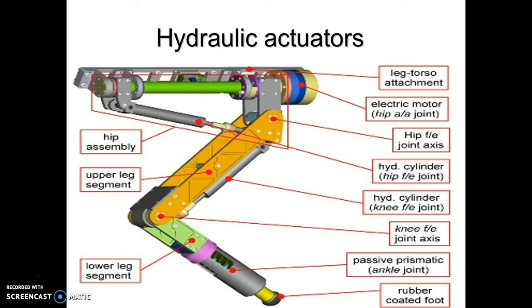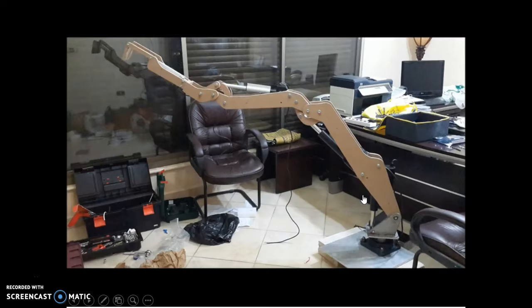This is the basic diagram of the hydraulic actuators, which consists of a leg torso, electric motor, hydraulic cylinders, and piezo-pneumatic rubber coated leg, with a hip assembly, leg segment and lower leg segment. This is the hydraulic cylinder, which is made up of a cylinder and piston. The hydraulic pressure comes in and the piston moves in that direction, the upper leg moves down, and the actuator works.